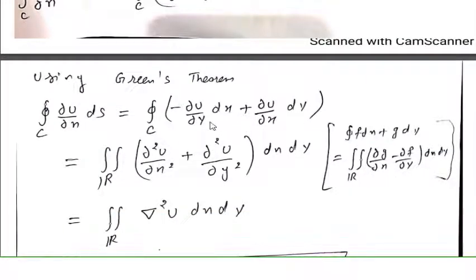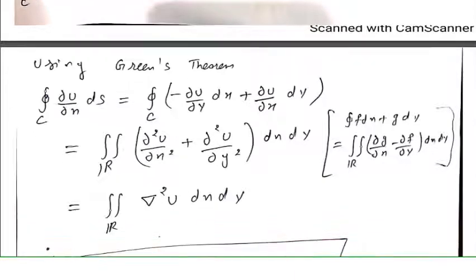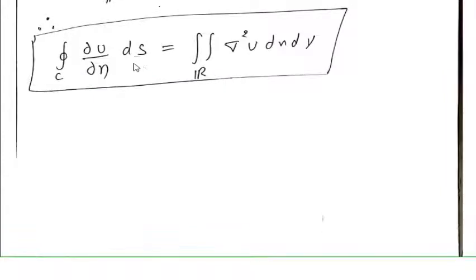Now apply Green's theorem here. Consider this as f and this as g. Apply this formula, we will get this. This is nothing but the Laplacian operator. Hence the result is proved. So you can say that this is another form of Green's theorem: the integral of ∂u/∂n ds is equal to the integral of del square u dx dy.